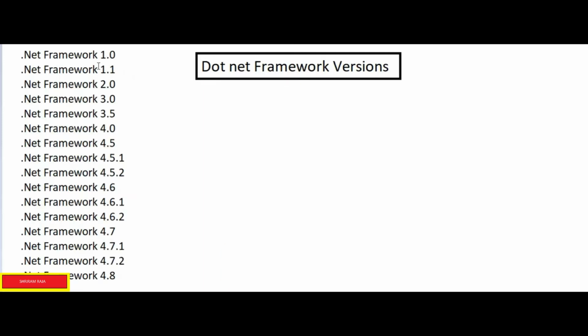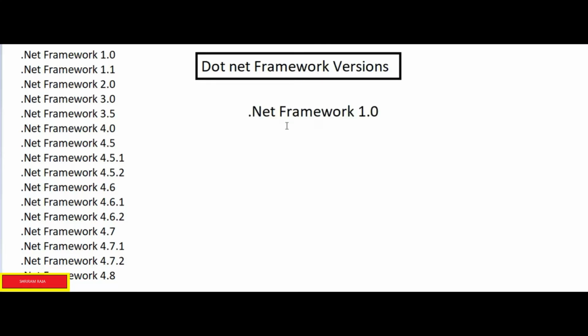Hello, in this video we're going to see about .NET Framework versions up to the latest versions available in .NET Framework. These are the list of versions available in .NET Framework starting from 1.0 to 4.8. In each version of the framework, some updates have been made by the Microsoft team. Let us see what updates were made in each version of the .NET Framework.